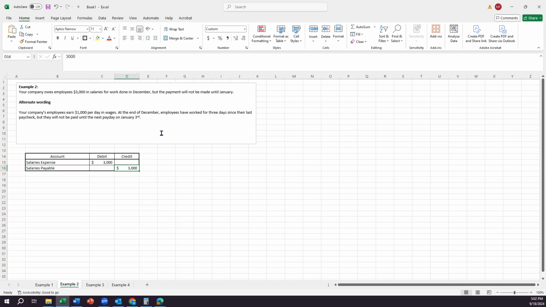Your company's employees earn $1,000 per day in wages. Okay. At the end of December, employees have worked for 3 days since their last paycheck. Okay. But they will not be paid until the next payday on January 3rd.